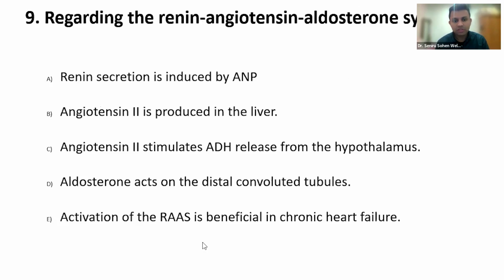Next question. Right. So this question is regarding the renin angiotensin aldosterone system. So we will see about that system and then go into the answers.